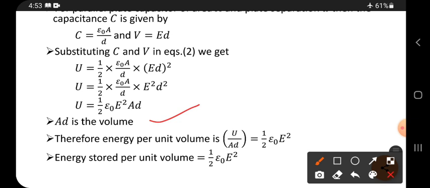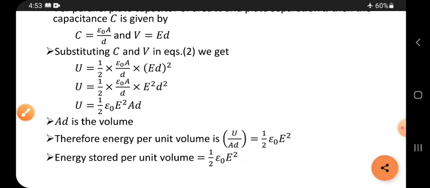Therefore, for energy per unit volume, bring this AD to this side, then U by AD is half epsilon naught E square. It is the energy per unit volume. So the energy stored per unit volume is half epsilon naught E square. So friends, this is the energy stored in the capacitor. Okay, thank you friends.